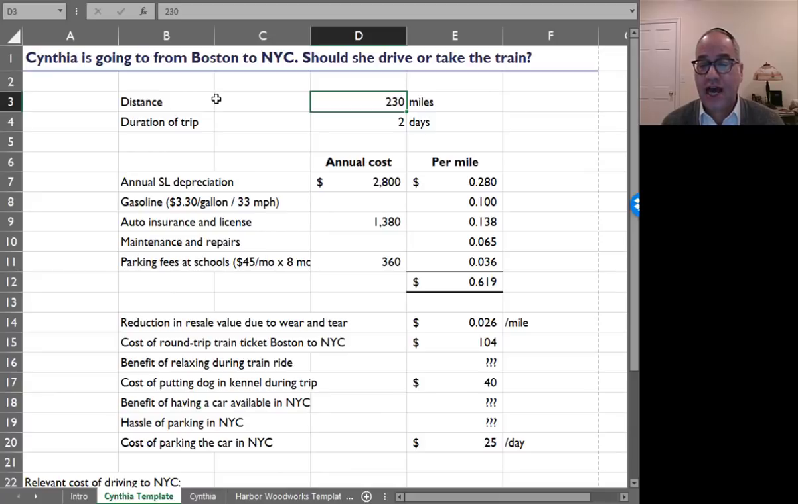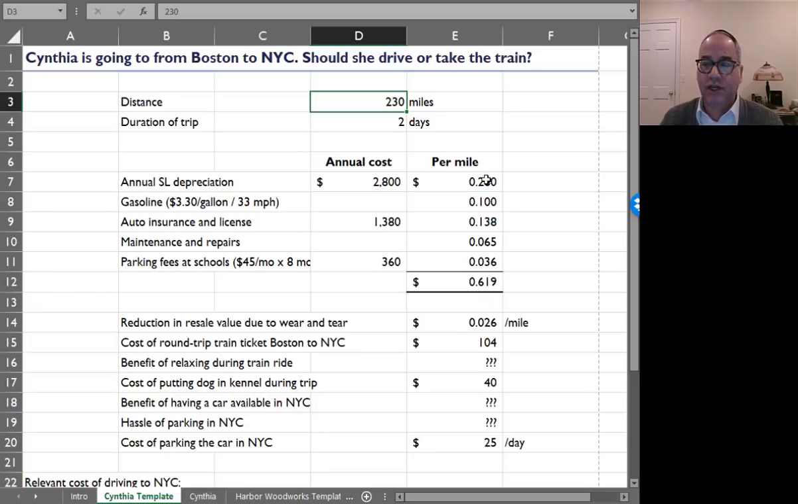If she has the car in New York City, that means she can drive around rather than walk. Sometimes they're long walks. But if you're in New York City, you have to park, and parking is a pain in the neck. And if you want to park in a garage, which I guess she wants to do overnight, that's going to be $25 a day. So what we're going to do here is focus on what's relevant and try to ignore what's not relevant. Let's go through it one by one.